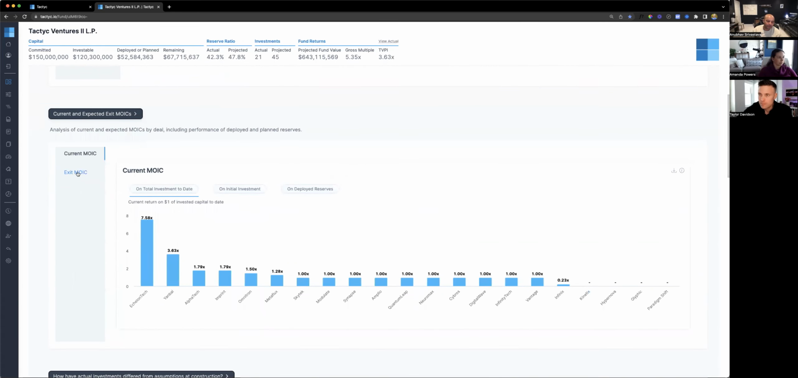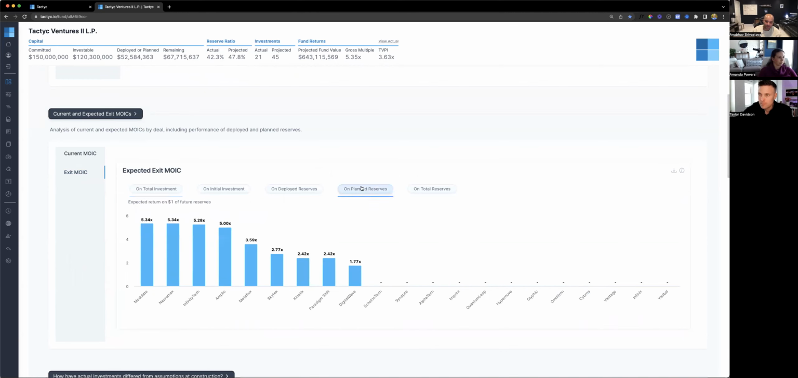We rank all of your companies based on the expected performance of your planned reserves. So what is this number? This is a multiple. This is showing you the expected return on the next marginal dollar of the reserves that you've set for that company. You've built out scenarios for every deal. You've built out forecasts for every deal.